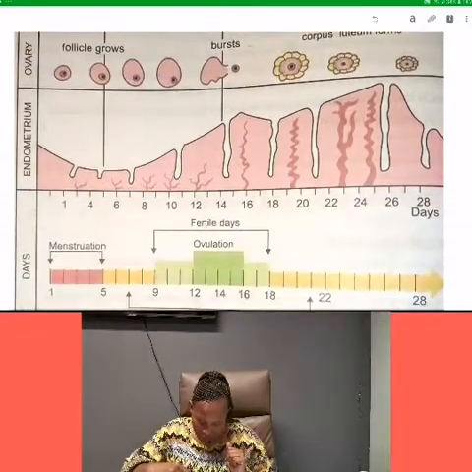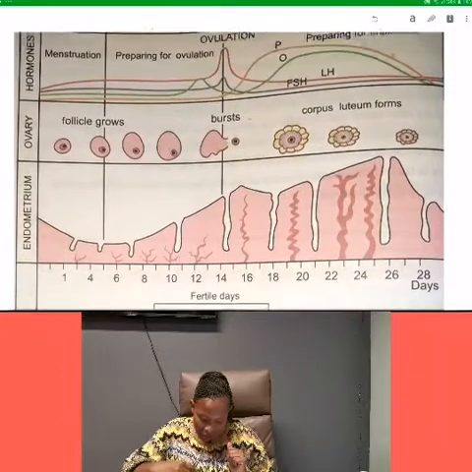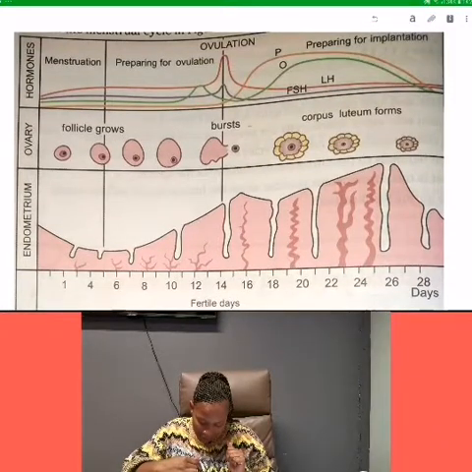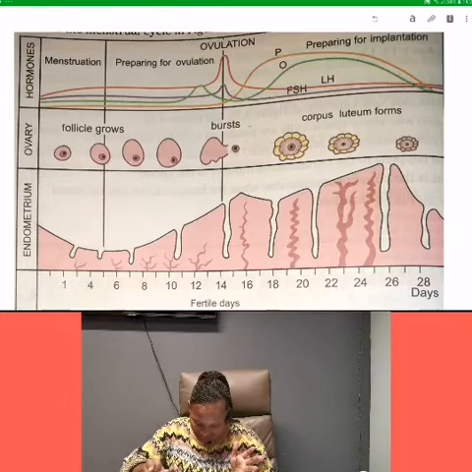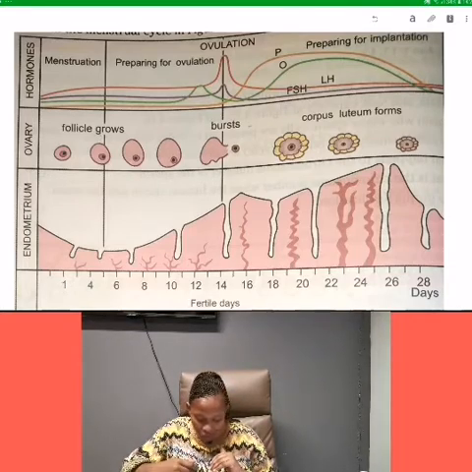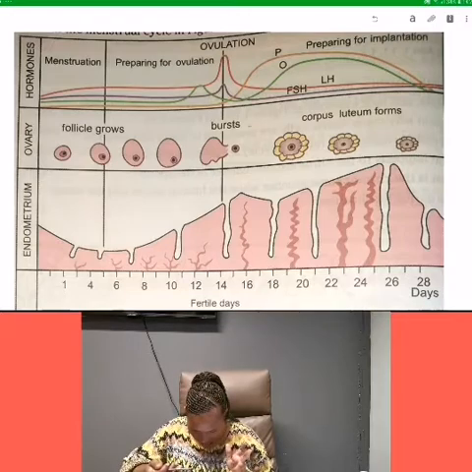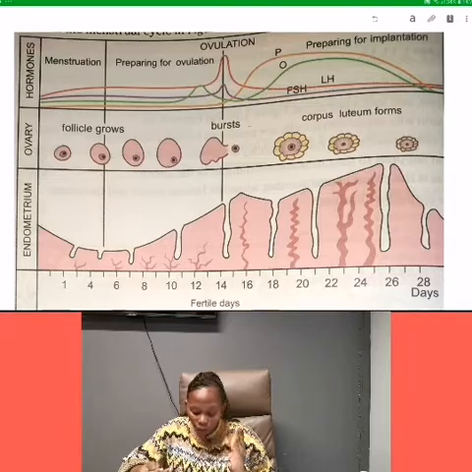So what happens during these days? During menstruation, the thickening of the endometrium starts to decrease. At the same time, in the ovary, the follicle grows. After menstruation, it starts to grow in preparation for ovulation.